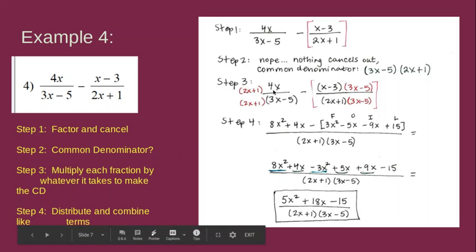Now step 4, distribute, combine like terms. So I distributed in the 4x and I got 8x squared plus 4x. I'm going to stick with that set of brackets for right now and FOIL. Hey, FOIL, good to see ya. 3x squared minus 5x minus 9x plus 15. Now distribute in the negative. So this is what I'm doing down here. Pushing that negative in changes all of those signs. Yep, combine your like terms. And there we go. That's our final answer.